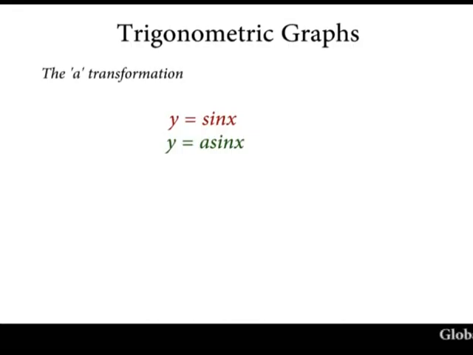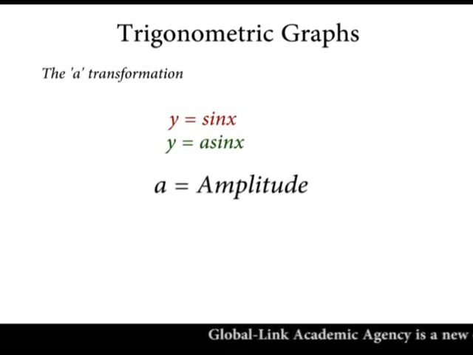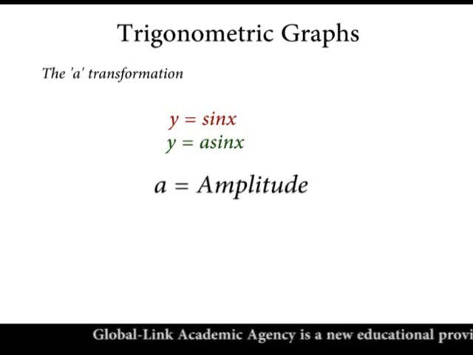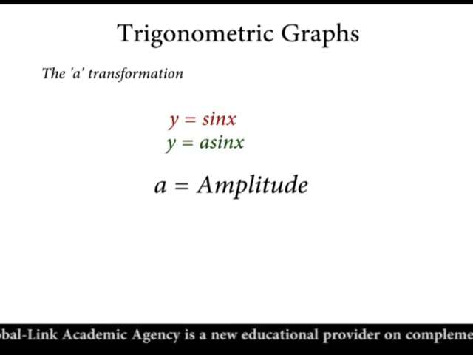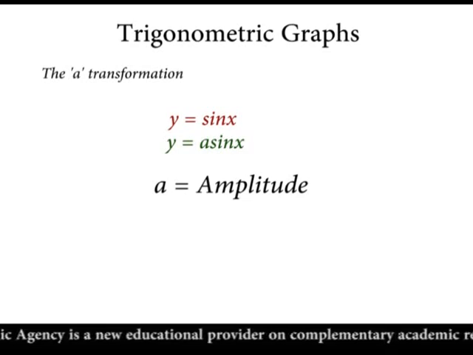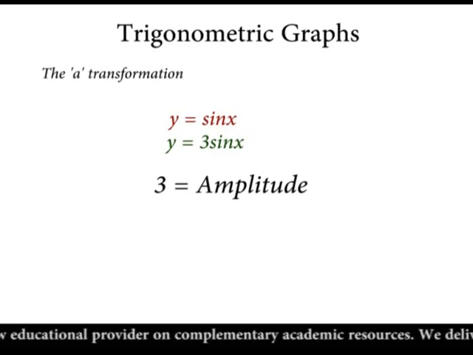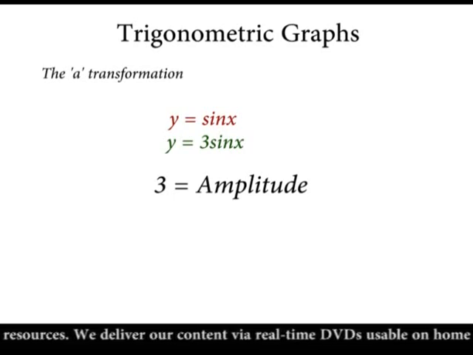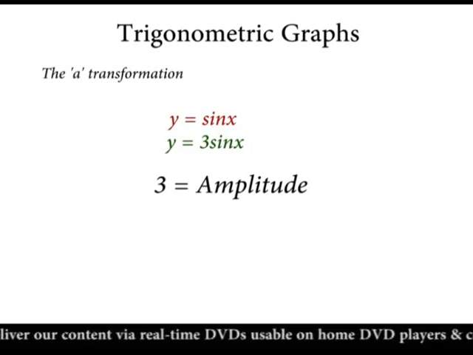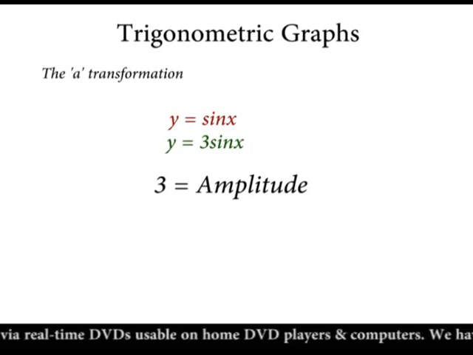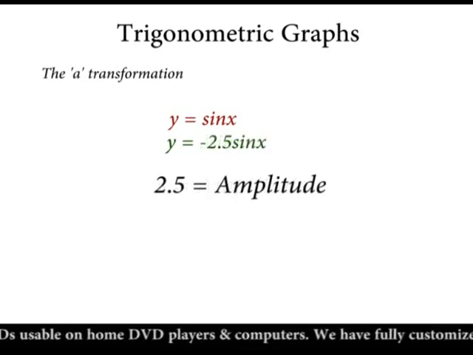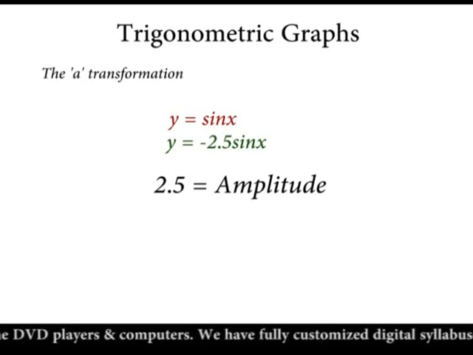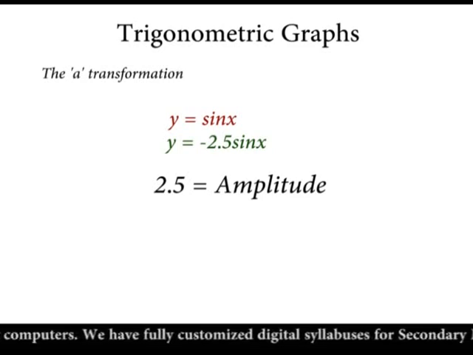And so in general, when we talk of the A transformation, that A is the amplitude of the graph. On the base function, the amplitude is 1, and that is for 1 sine x. For 3 sine x, the amplitude is 3. Hope you can see that. Notice that when multiplying by a negative number, the amplitude will be given as an absolute value. It has no sign. And so for the function y is equal to negative 2.5 sine x, the amplitude is 2.5 and not negative 2.5.